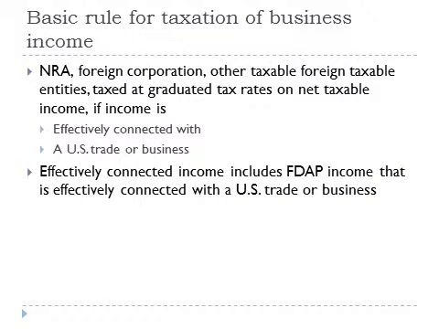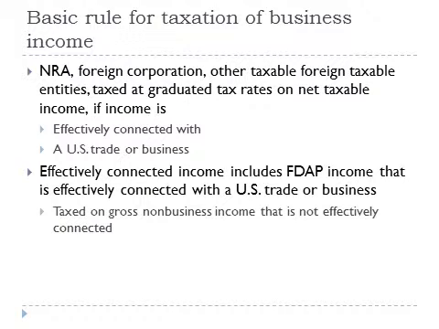Effectively connected income subject to regular tax rates includes interest, dividends, rents, royalties, and other FDAP income that is effectively connected with a U.S. trade or business. Foreign taxpayers are taxed on the gross amount of this income when it is not effectively connected, as discussed in the lecture on taxation of non-business income.